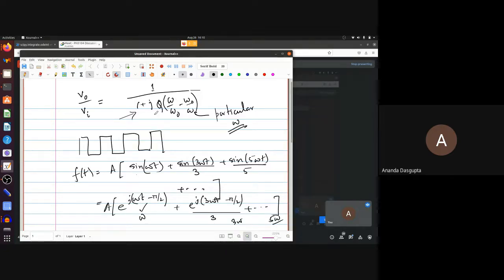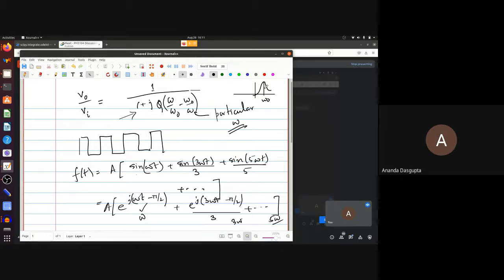For example, if omega is close to omega 0, then the omega term is going to give you a large response. But the 3 omega, 5 omega terms, these are going to be suppressed. Is that clear? That's exactly what this response does, right? It has a peak at some omega 0, and when you're moving away from it, the output is small.